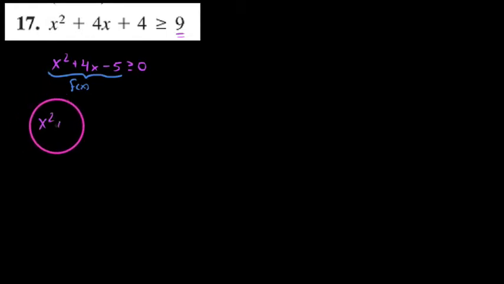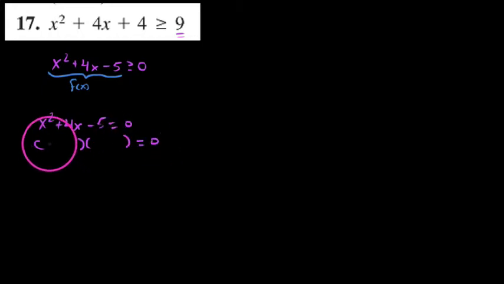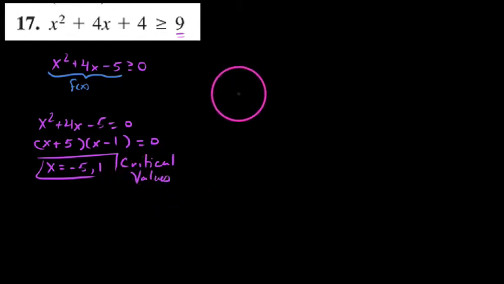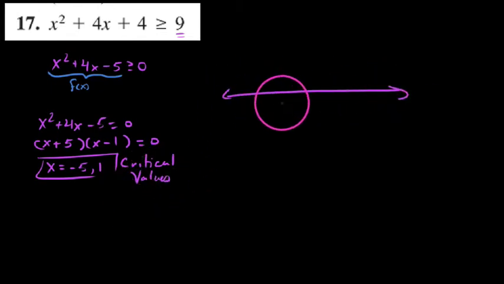So if I find the zeros of this, it means first of all we need to set it equal to 0. And I'll solve this by factoring. It'll be really easy to do. I notice that it does factor. And so I suppose we'd have to have a positive 5 and a negative 1. And if those are the factors, then the critical values here in this case are negative 5 and positive 1. I'm going to write that here. We have critical values. And so what this does is it splits our number line up into our test intervals.